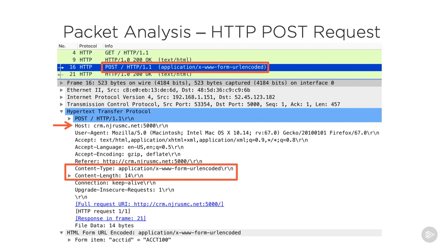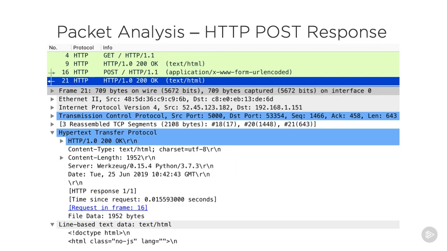Check out these new content headers. The client is telling the server, I'm sending you a web form with 14 bytes of data. This tells the server how to process the HTTP body. Here's that blank line again which separates the headers from the body. The body contains what is effectively a key-value pair where the key is account ID and the value is account 100.